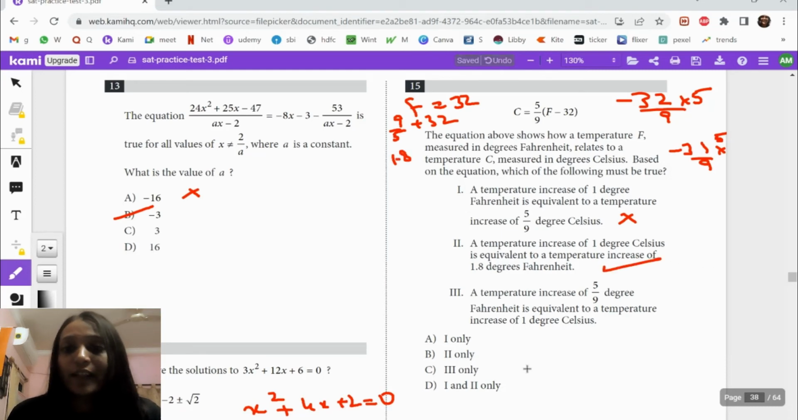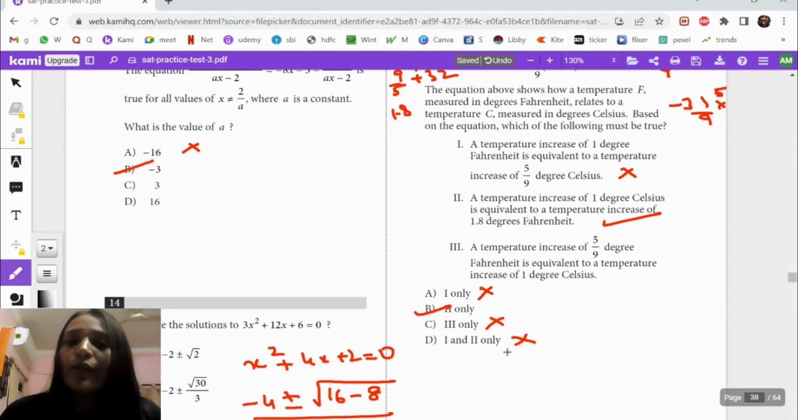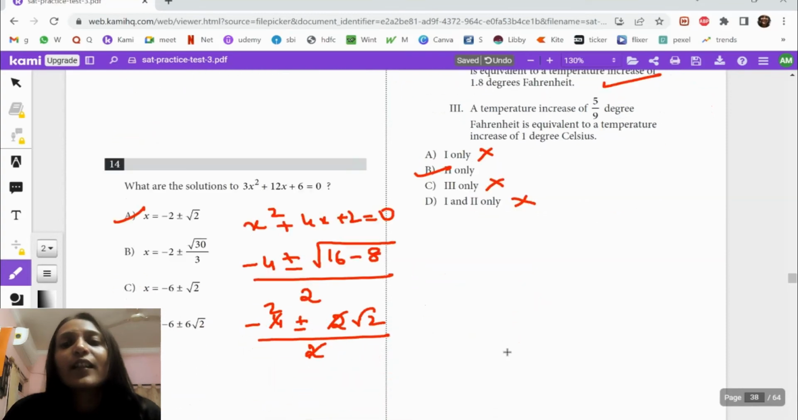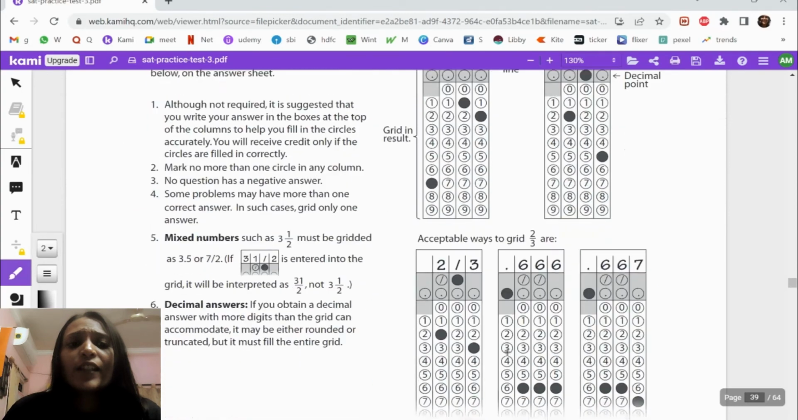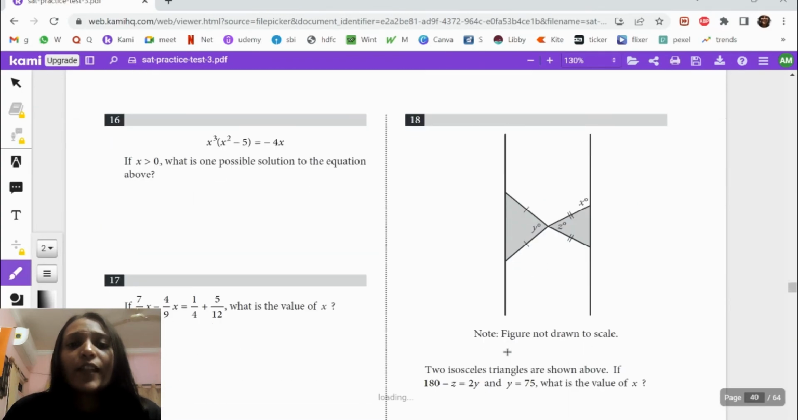So this is correct. Statement 2 is correct, which means A and C can be eliminated. We are just left with option B and D. And since we already know statement 1 is not correct, the answer should be B only. This is how you can quickly eliminate options, and you don't have to solve the entire thing to figure out the answer. And with this, we are coming to the next section, which is the free response section. So let's start with this.